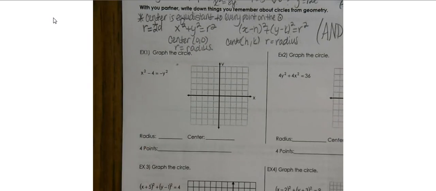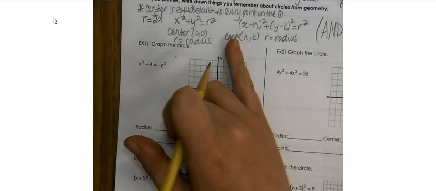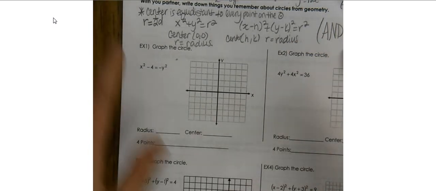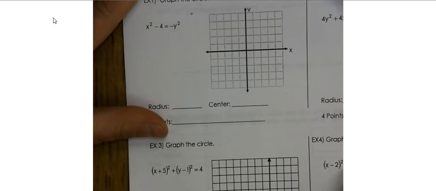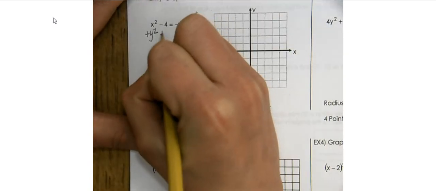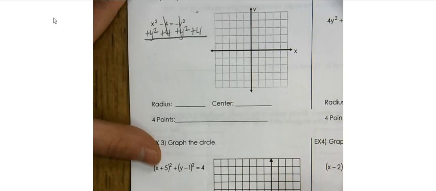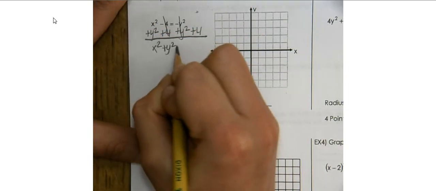Like I said before, the equations of your circles need to be in the form x squared plus y squared equals r squared, or (x minus h) squared plus (y minus k) squared equals r squared. In example number 1, unfortunately, this equation is not in the format we need. We need our x squared and y squared on the same side. So I'm going to add y squared to both sides and add 4 to both sides. The y squareds and the 4's cancel out, and we are left with x squared plus y squared is equal to 4.